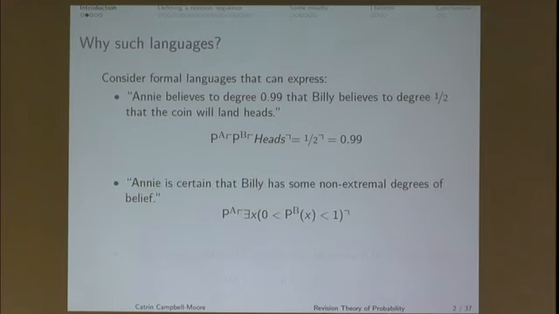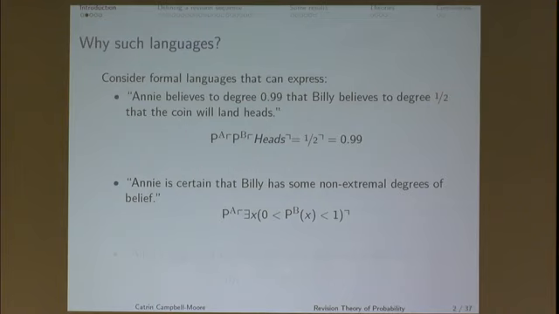Secondly, we want to be able to quantify over sentences. So Annie is certain that Billy has some non-extremal degrees of belief. Annie is certain, there should be an equal one, that there is some sentence such that Billy has a non-extremal degree of belief in it. And that's not usually present in the probabilistic operator languages, which are usually studied.